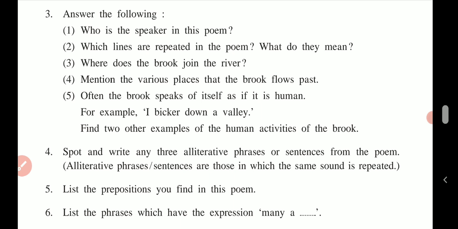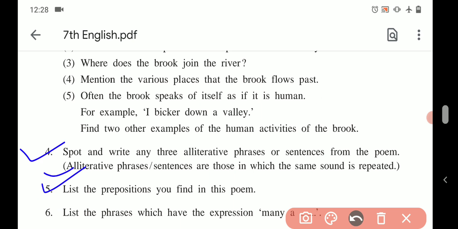Next, fifth activity. Often the brook speaks of itself as if it is human. For example, I bicker down a valley. Here in this sentence, I stands for the brook, which is not a human being, but still the sentence is presenting the brook as a human being. So we have to find two such examples in this poem in which the brook or something is represented as doing the act of a human being.